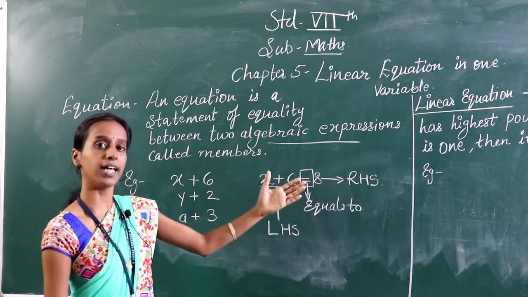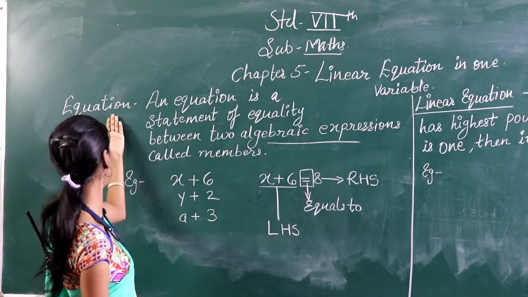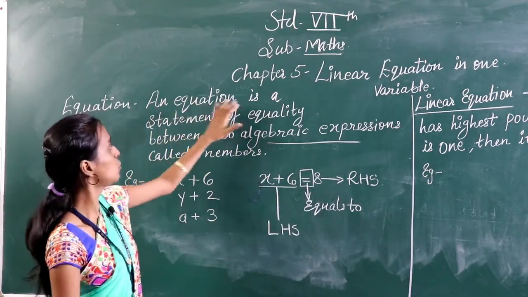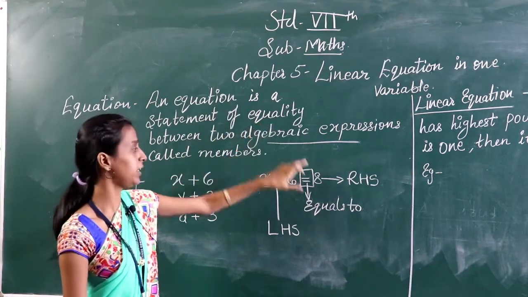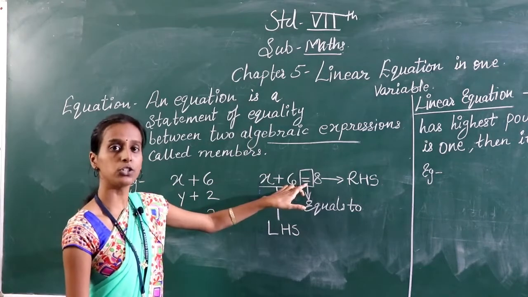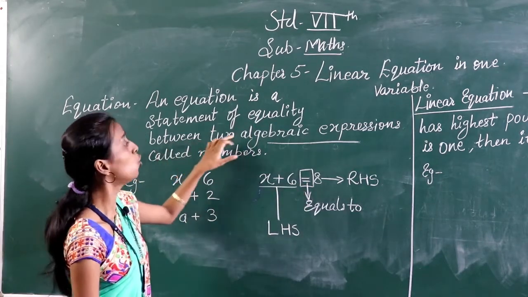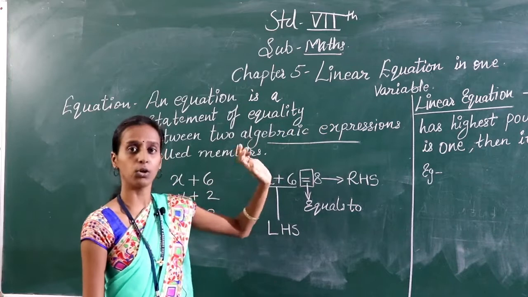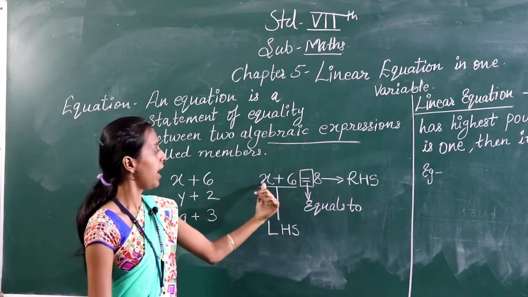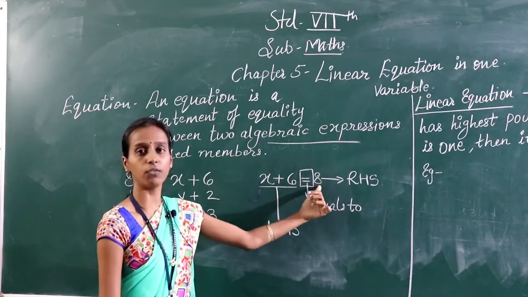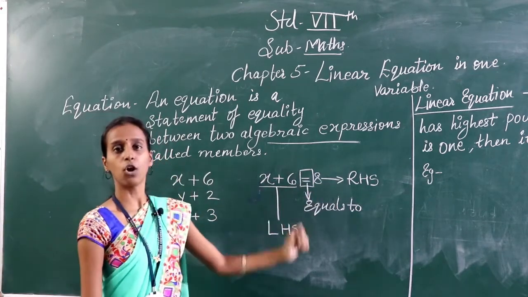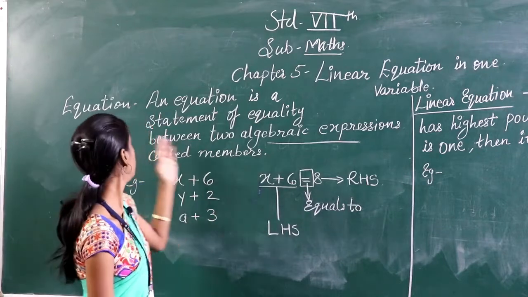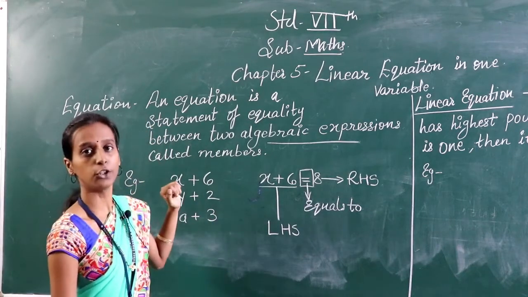So again I am reading the definition of equation. An equation is a statement of equality, that's why we have the equals to sign, between two algebraic expressions. We have two algebraic expressions, x plus 6 is one and the other one is 8, called members. I hope the equation is clear to you.